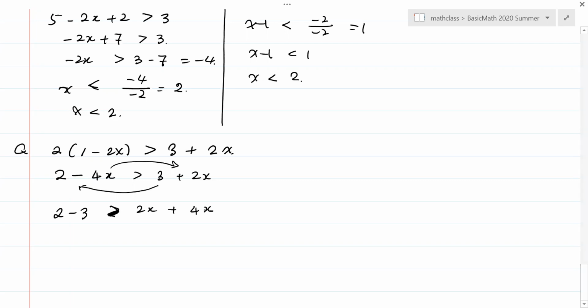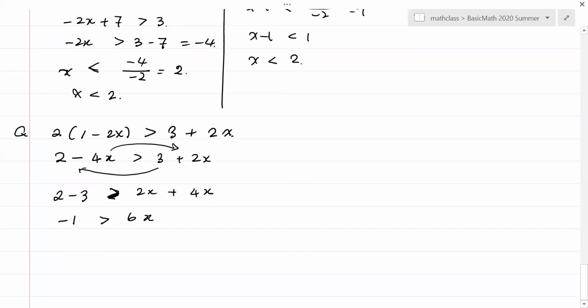right? So this you will get, you see, Michael, you made a mistake, you forgot to change the sign when you move 3 to the left-hand side. So you become 5, because 2 plus 3 equals 5. That was a common mistake, yes. Okay, so you get negative 1 greater than 6x. Then you divide both sides by 6. You will get negative 1 over 6 greater than x. So x is less than negative 1 over 6. Okay, got it?